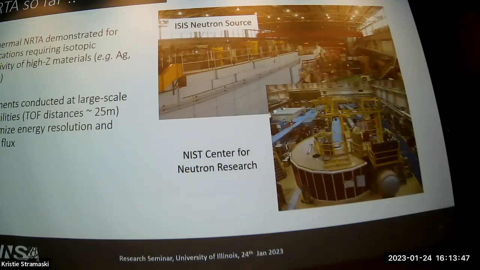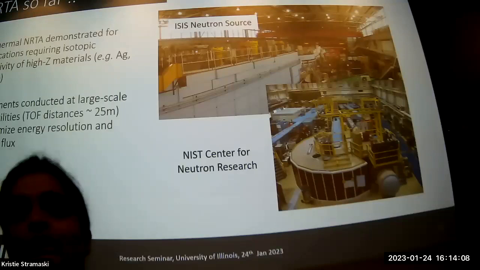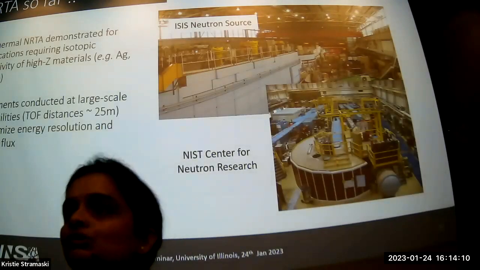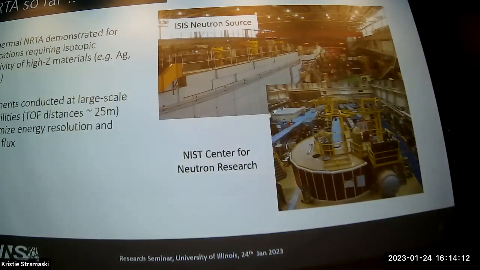So here, again, NRTA right now can be done at large experimental facilities, like at Los Alamos. There you have large neutron sources with long beam lines, because you're measuring the energy of neutrons from a time of flight measurement. So these are long beam lines with really good time of flight resolution and really good neutron fluxes.